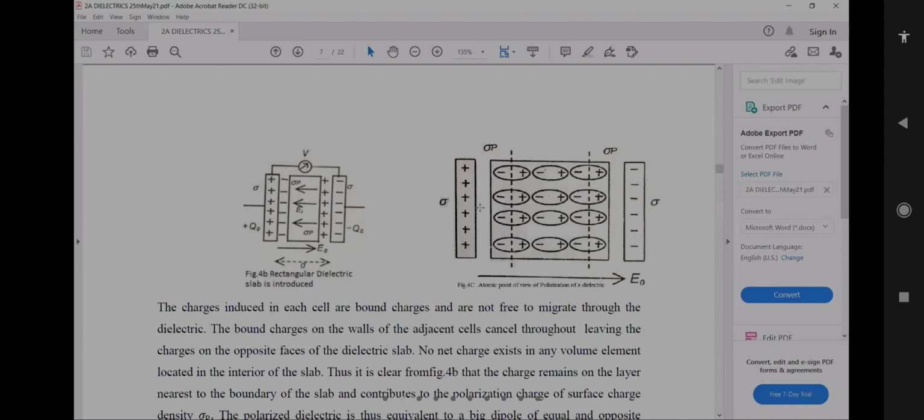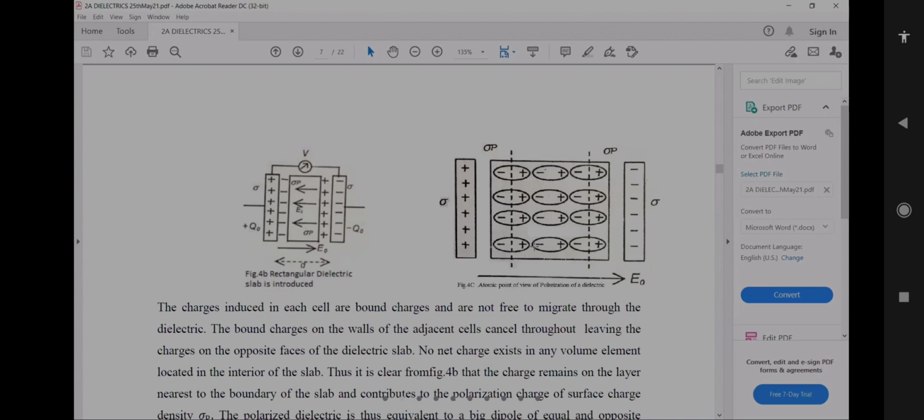Okay, see this figure. Here a dielectric slab is placed in between the parallel plate capacitor, applying an electric field E0. Let us imagine that the slab is divided into identical unit cells. Here the negative charges get attracted towards the positive charges of the capacitor plate, and the positive charges within the molecules get attracted towards the negative charges of the capacitor plate.